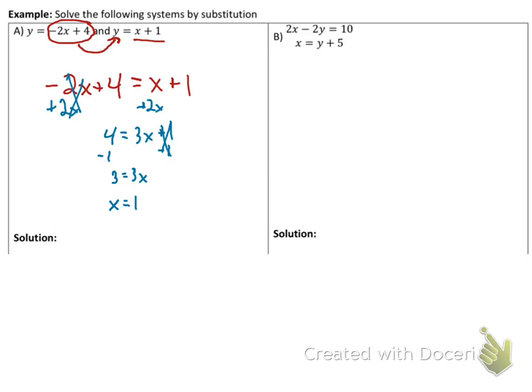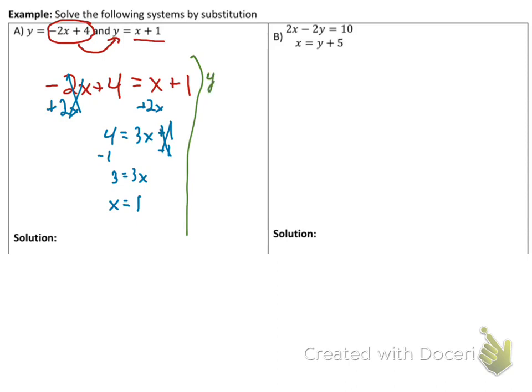Now, to figure out what y is going to be, I'm going to take that x value and plug it into either equation. It doesn't matter which one. Alright, so I'm going to plug it into the second one.